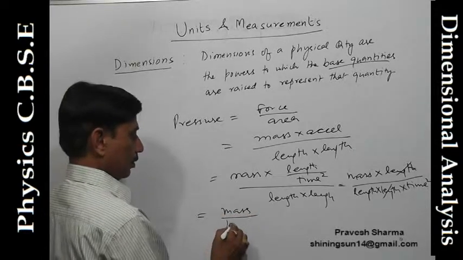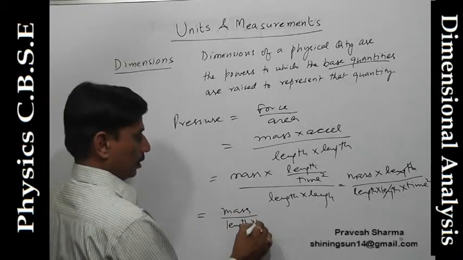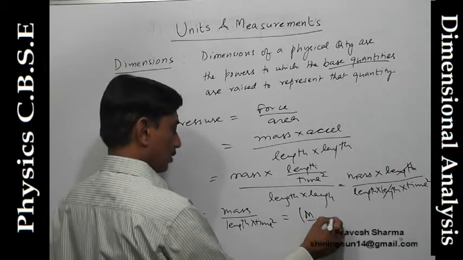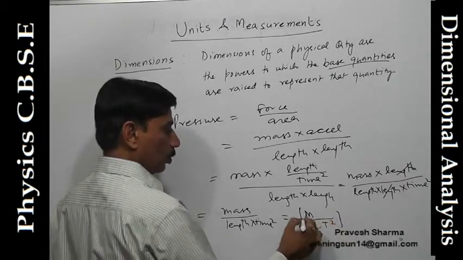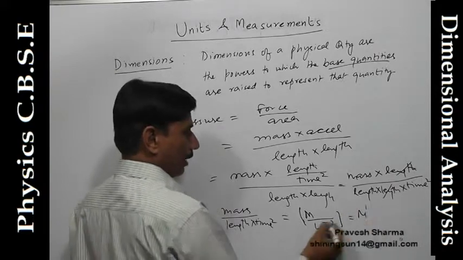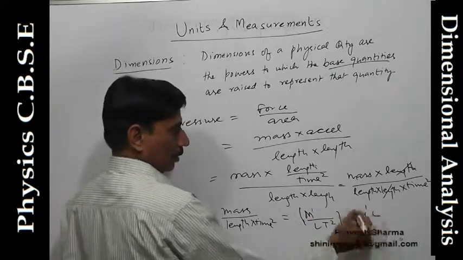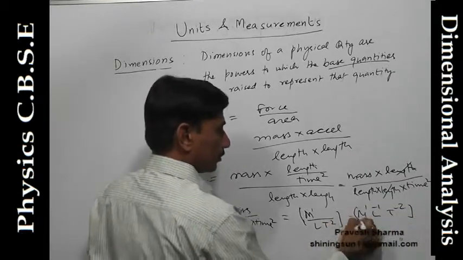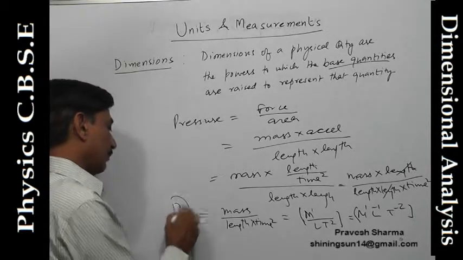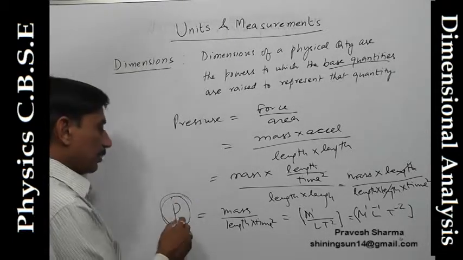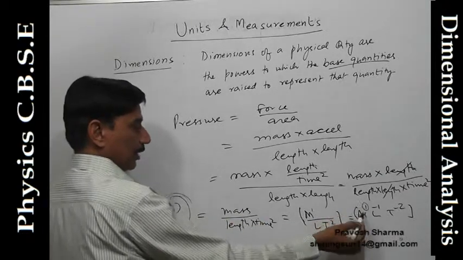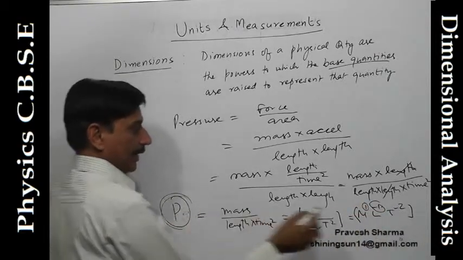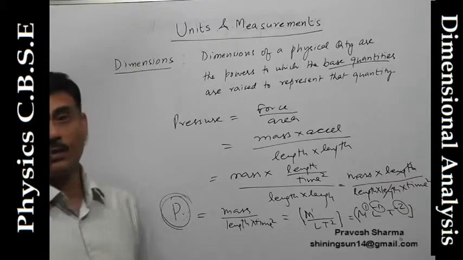So that comes out to be mass upon length into time square. The dimensional formula will come out to what? 1 upon L T2. This will come out to M1 L, this goes up, minus 1. T is in the denominator as T2, so when it goes up, T minus 2. So this is the dimensional formula for pressure. Pressure has one dimension in mass. Pressure has minus 1 dimension in length. Pressure has minus 2 dimensions in time.